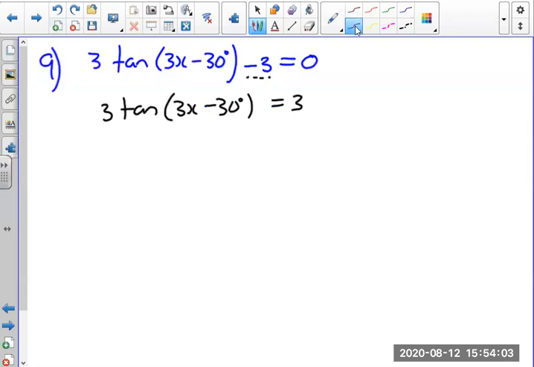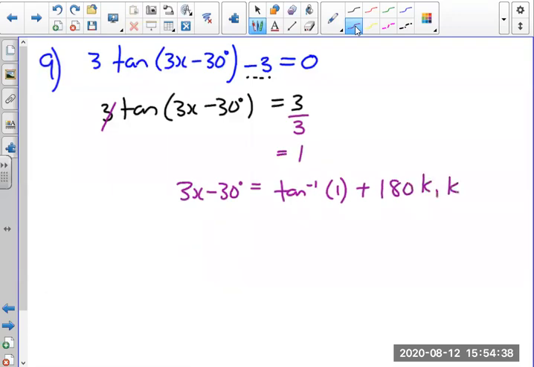Then I must divide this 3 away, which will give me a 1 here. It's tan. So if you remember to add 180k, you don't even have to make 2 legs. So you say angle, which is now 3x minus 30, equals shift tan of 1. Remember, if you only want to make 1 leg, you must remember to add 180k, k element of Z.